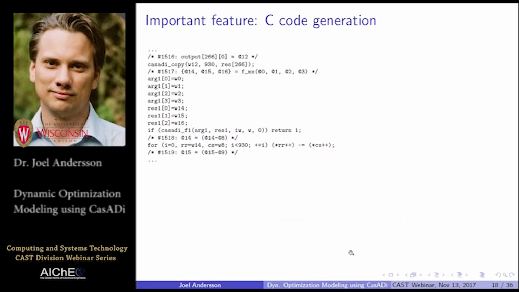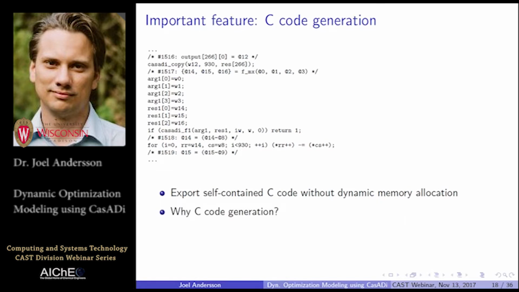All right. One important feature of this symbolic framework, something that we've been working a lot on the last couple of years, that has been pushed by industrial applications, is the ability to generate C code from these symbolic expressions. So this C code is not necessarily very readable, but it's self-contained C code without any dynamic memory allocation. So it's code that can be compiled on almost any system.